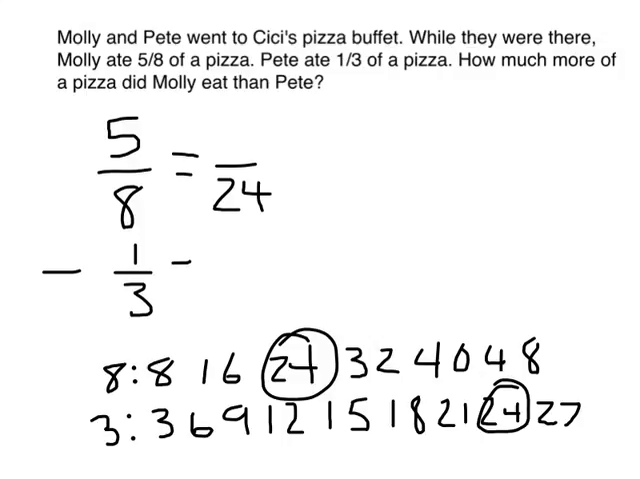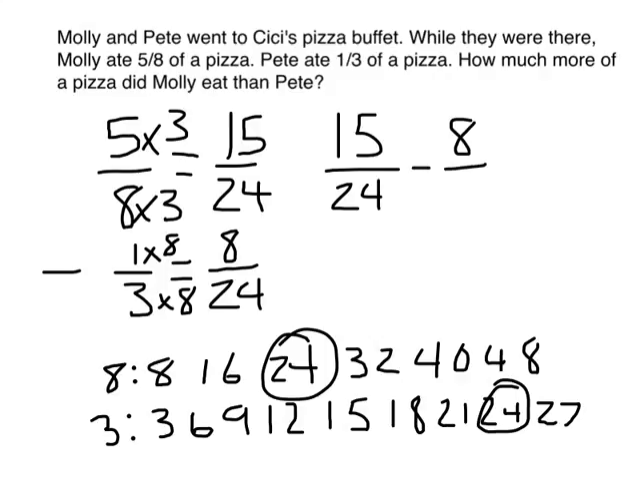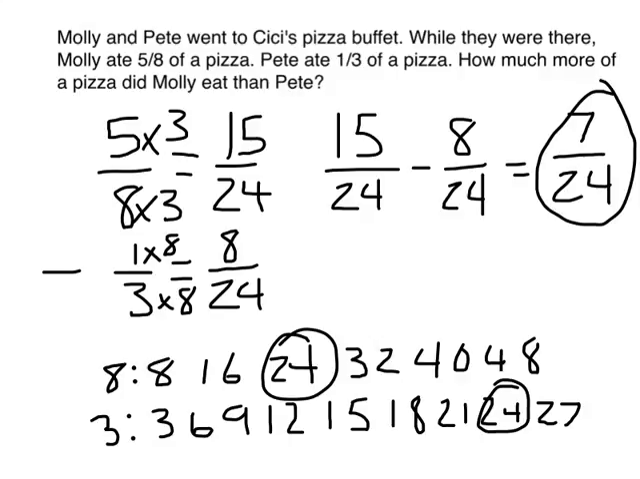When I change 5/8 so that the denominator is 24, what's the new numerator? Well, 8 times 3 is 24. 5 times 3 is 15. When I change 1/3 so that the denominator is 24, what's the new numerator? Well, 3 times 8 is 24. 1 times 8 is 8. Now I'm ready to subtract my fractions. 15 24ths minus 8 24ths. When I subtract, my result is 7 24ths. Molly ate 7 24ths more of a pizza than Pete.